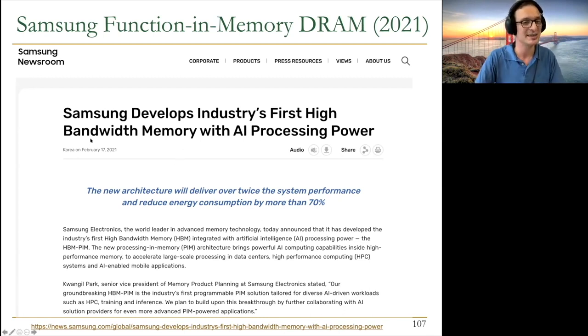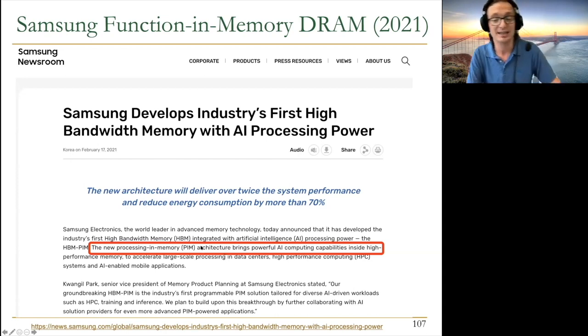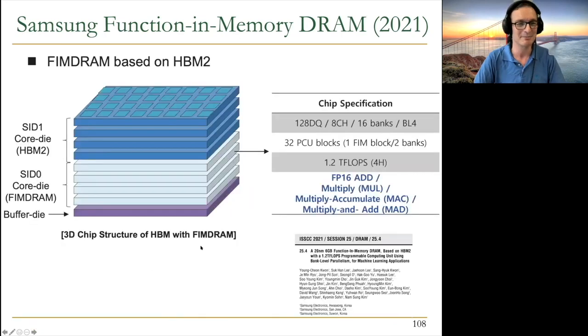I mentioned this at the beginning of the course. Remember, this was introduced on February 17th with a press release by Samsung. They are doing something similar in the sense that they have specialized units to accelerate matrix multiplication operations, and they do these operations very close to each bank in memory. They call this FIMDRAM, function in memory DRAM. Don't quote me on that exact name. You can see that it's a function in memory DRAM.